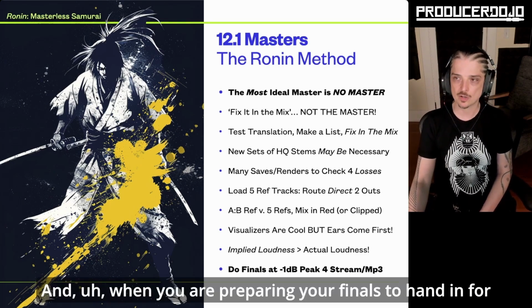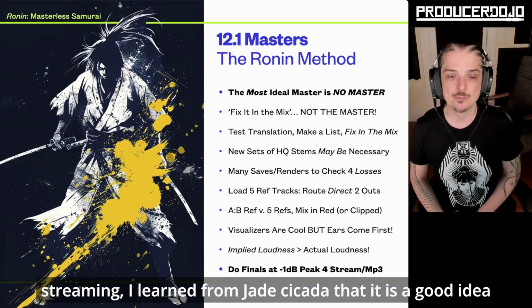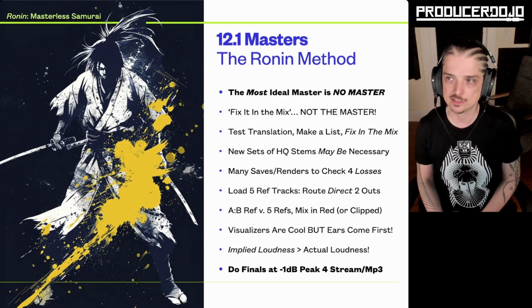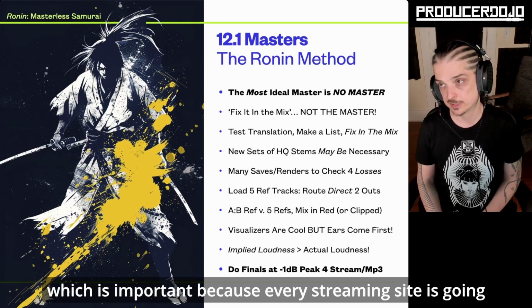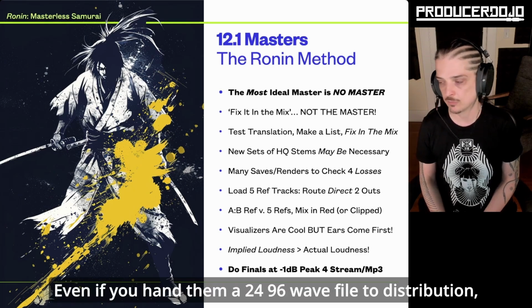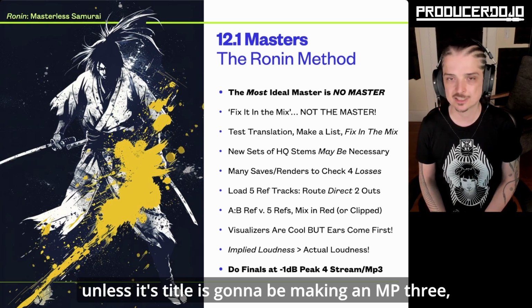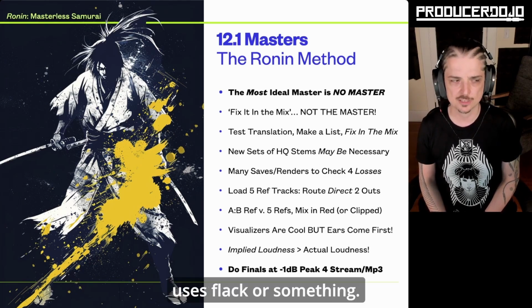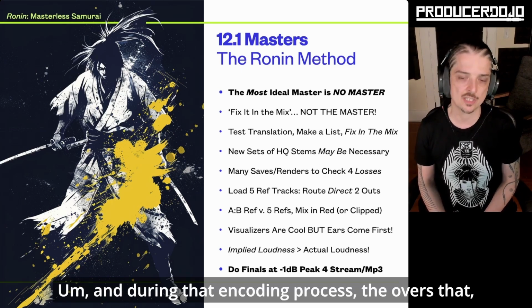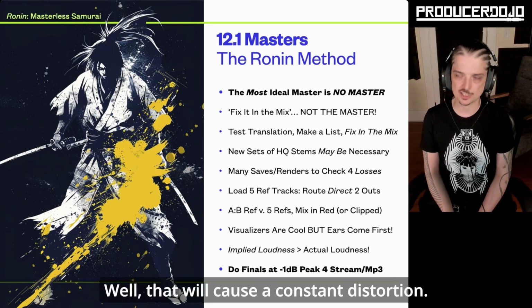And when you are preparing your finals to hand in for streaming, I learned from Jade Cicada that it is a good idea to have -1 be your peak level and not 0. It reduces the amount of overs that you get, which is important because every streaming site is going to make an MP3 out of your WAV file, even if you hand them a 24/96 WAV file to distribution. That streaming site, unless it's Tidal, is going to be making an MP3. And I suspect Tidal probably uses FLAC or something. And during that encoding process, if you're mixing right to 0, it's going to be overs the whole time. Well, that will cause a constant distortion.